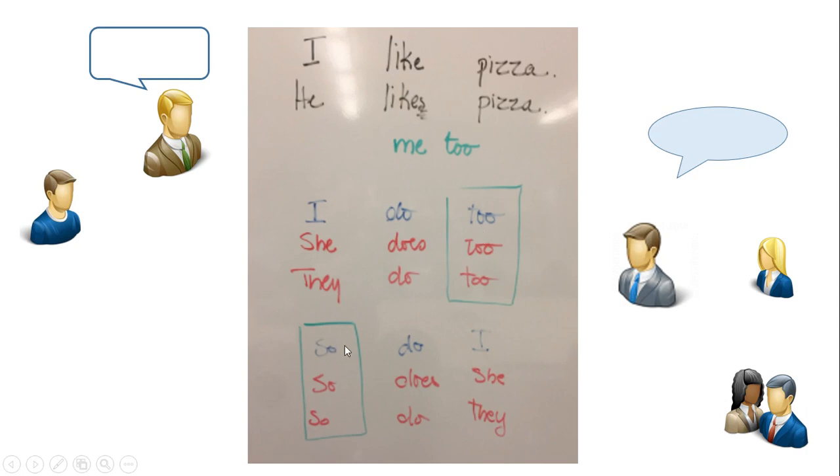Or you start with so, you select the proper auxiliary. In this case, it was the auxiliary of the present because the verb was in the present. And you finish with the proper pronoun. Make sure that the auxiliary and the pronoun agree. They have to be the right answers. So does she, so do they.